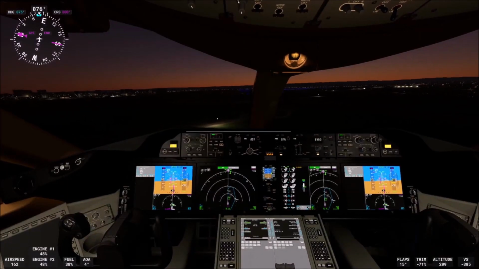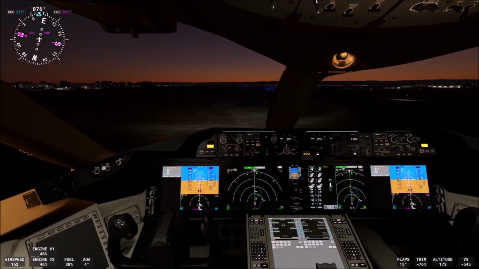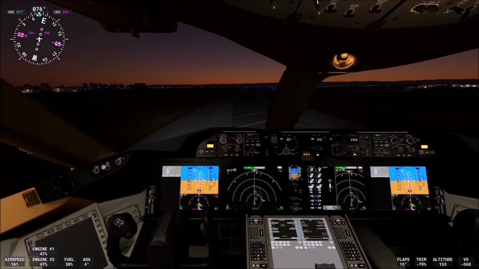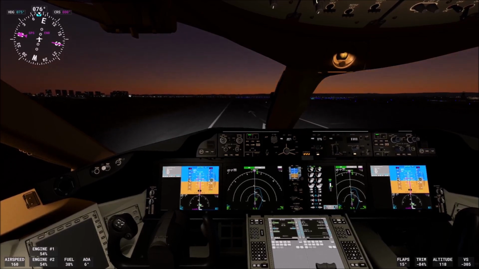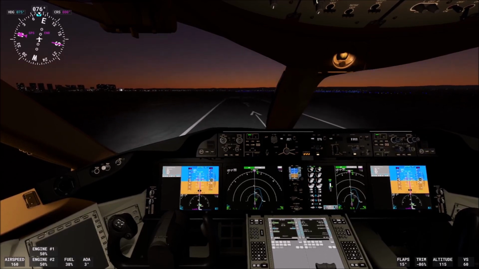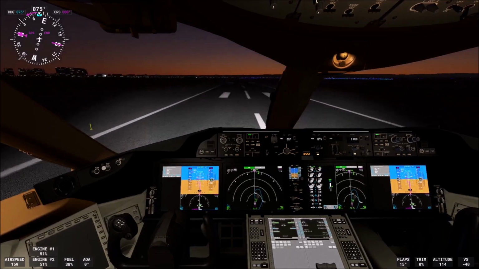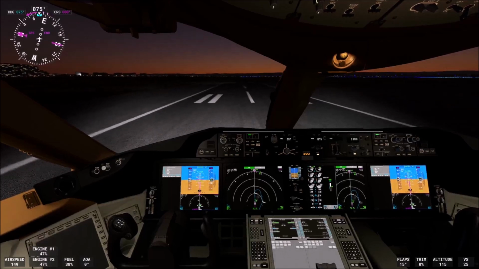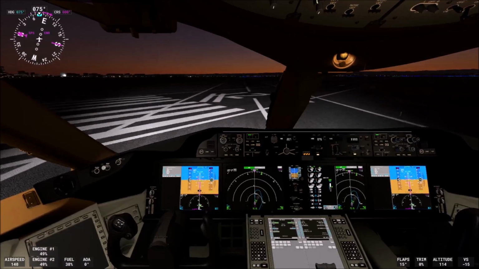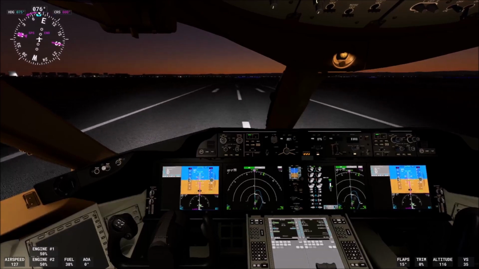Yeah, this is fine. 1.6 the speed. Come on. Okay, we touched down earlier. It is okay. Reversers.